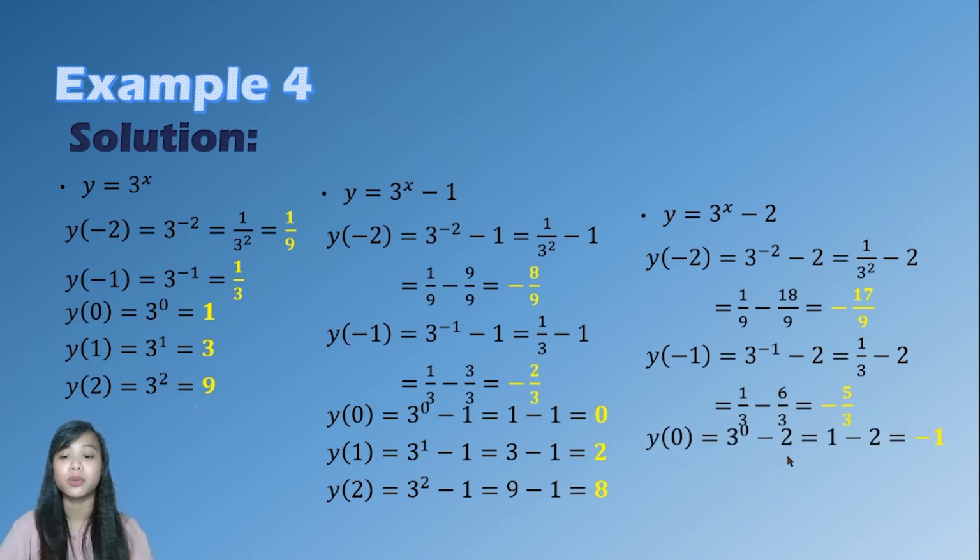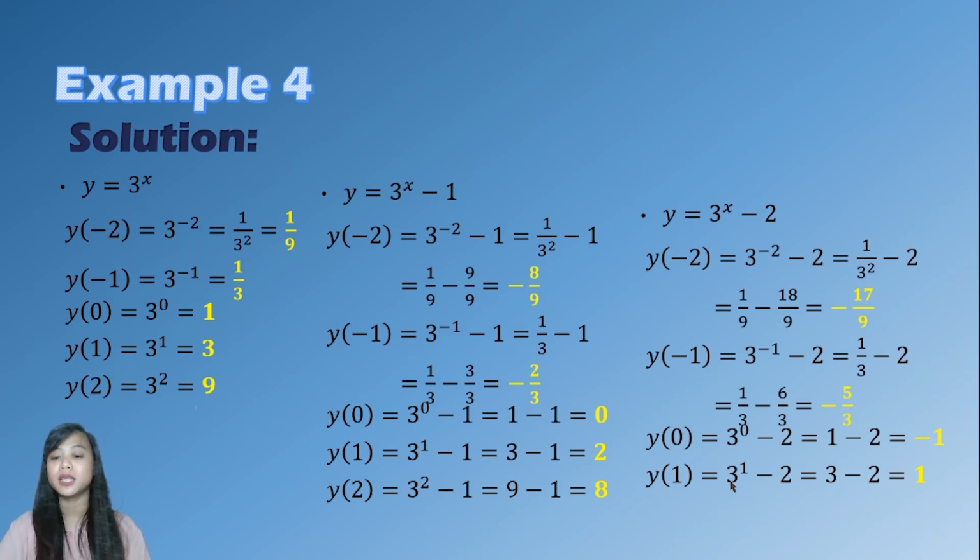Next, we have y of 0 equals 3 raised to 0 minus 2. Then 3 raised to 0 is equal to 1, minus 2, then we have negative 1. Then for y of 1, we have 3 raised to 1, then minus 2, so 3 raised to 1 is equal to 3, then minus 1, we have positive 1. And last, we have y of 2, then substitute 2 to your x, so we have 3 raised to 2, then minus 2. So 3 raised to 2 is equal to 9, then minus 2, that is equal to 7.